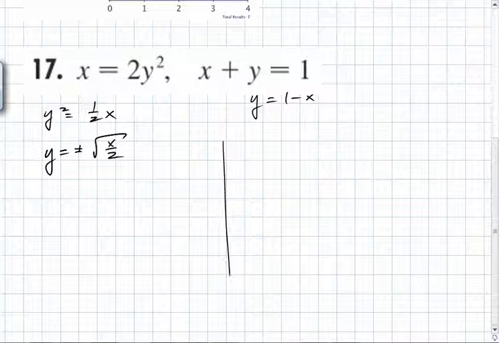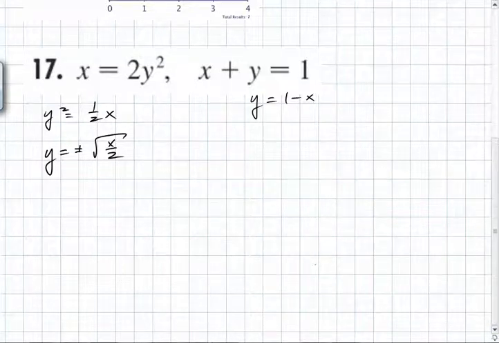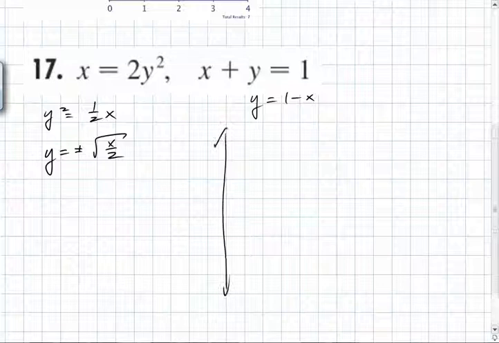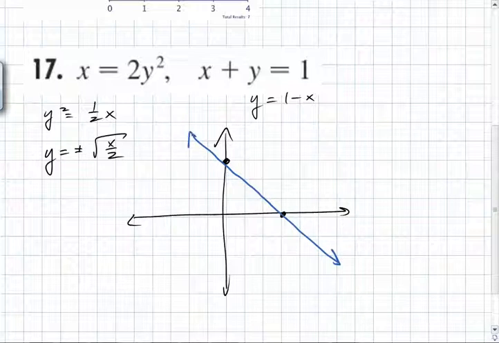Y is equal to 1 minus x. Well, that's a straight line. Just rough sketching. We're not interested in something too exact here. Y equals 1 minus x. Where does that cross the y-axis? 1. And then when x is 1, where is it? Yeah, there it is. So we have our first function right here, y equals 1 minus x.